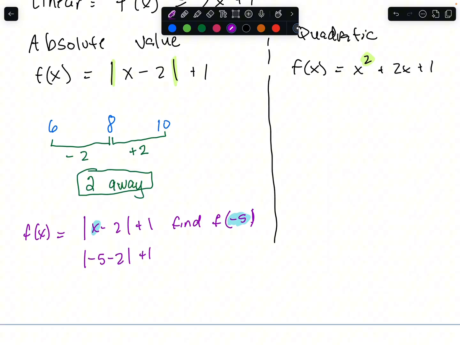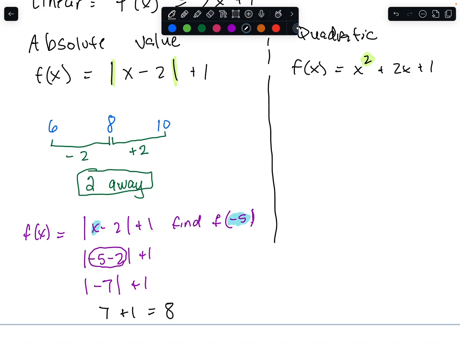Well, absolute value, so -5 minus 2 is -7. And the rule with absolute value is no matter what's inside, positive or negative, the answer is going to automatically become positive. So the absolute value of -7 is +7. So my answer here is going to be 8.